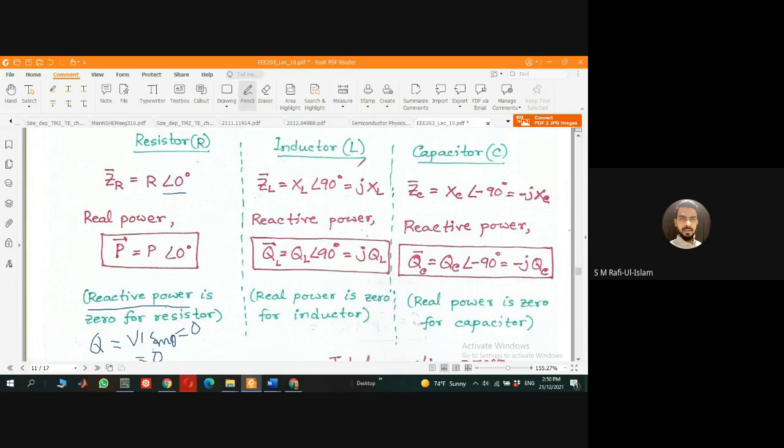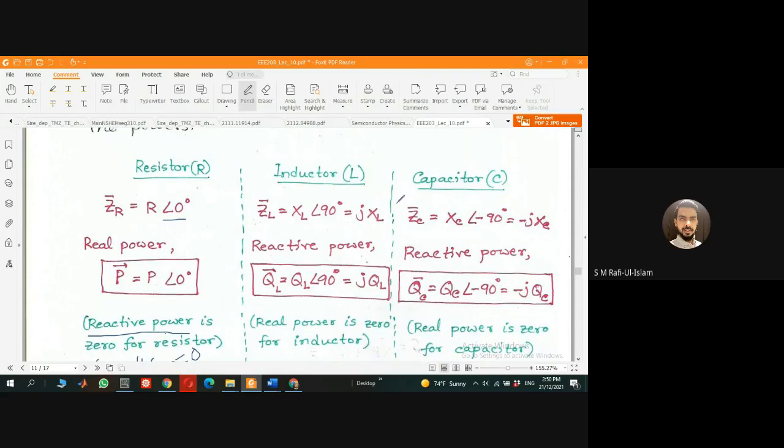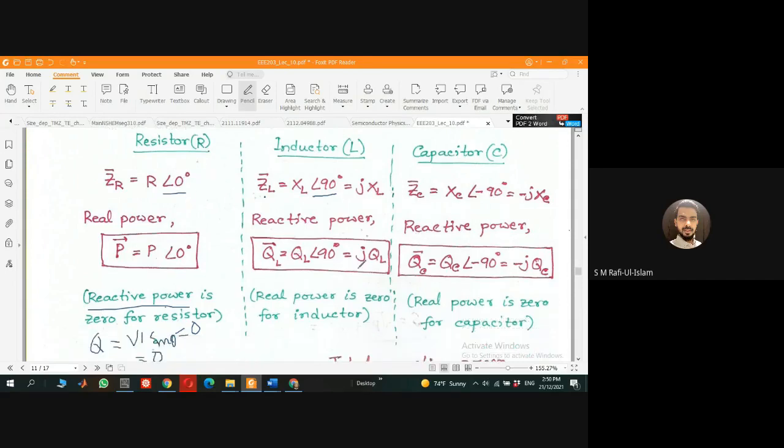But if I have an inductor or capacitor, they have a phase difference, and we know they will draw reactive power. If you look at the impedance formula for an inductor, it has a positive 90 degrees. It means current lags voltage by 90 degrees, so the phase angle is 90 degrees and the reactive power will be positive. The formula contains sine 90 degrees. So for an inductor the reactive power is positive, and for a capacitor the reactive power is negative.